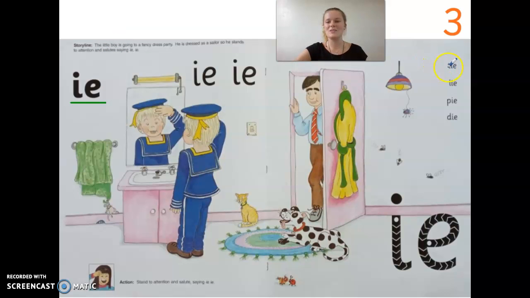I'm going to sound out these words for you. Can you say the word I'm sounding out? Try and say it out loud as soon as you know it. T. I. Tie. L. I. Lie. P. I. Pie. D. I. Die. Lots of those words weren't on our screen today.